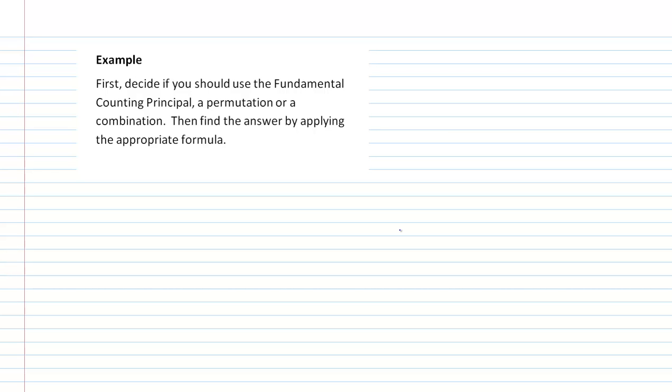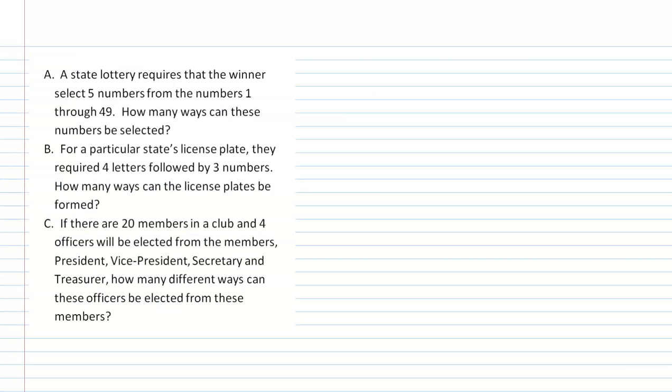So now we're going to look at 3 examples, and we're going to first decide if we should use the fundamental counting principle, a permutation, or a combination. And then we'll find the answer by applying the appropriate formula. So here are our 3 scenarios. A state lottery requires that the winner select 5 numbers from the numbers 1 through 49. How many ways can these numbers be selected?